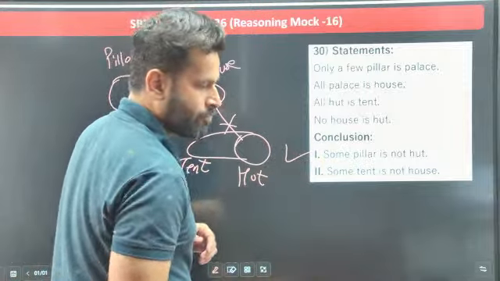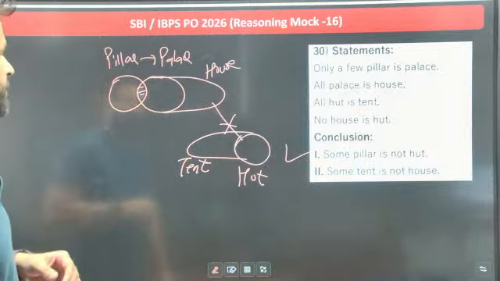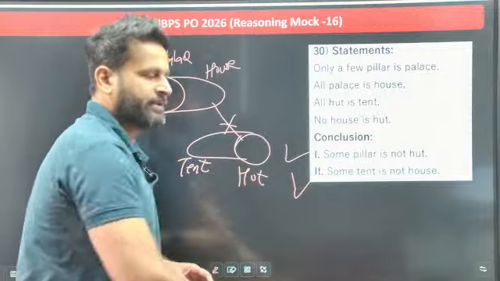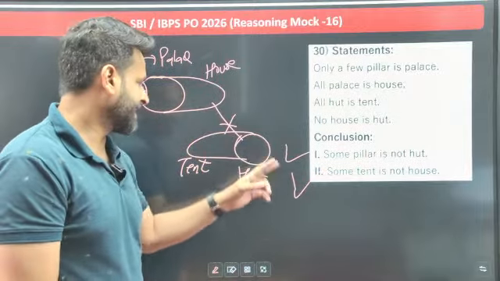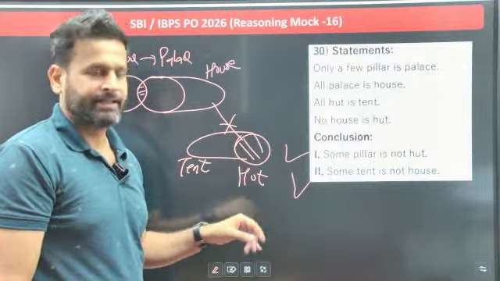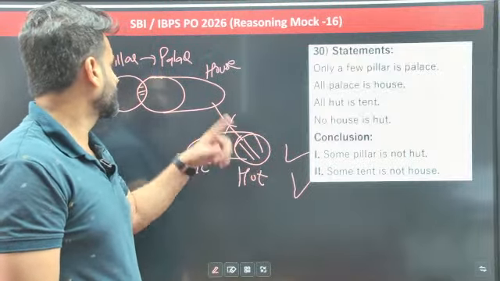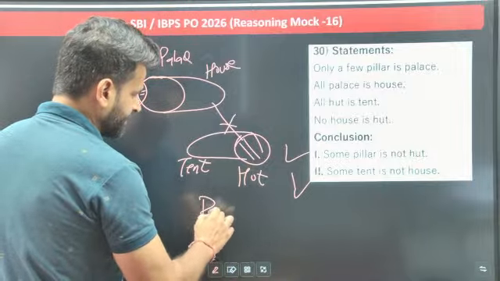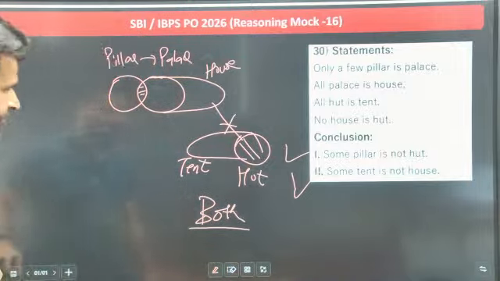That is right. Some tent is not house. That is also right. How much tent is not house? All that tent that is occupied by hut. That much will not go to house, not go to palace also, right? So yes, the answer to this question will be both of the given conclusions will follow.